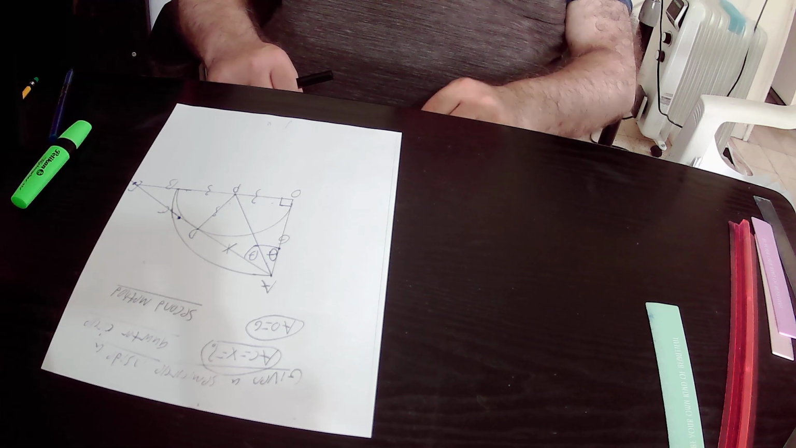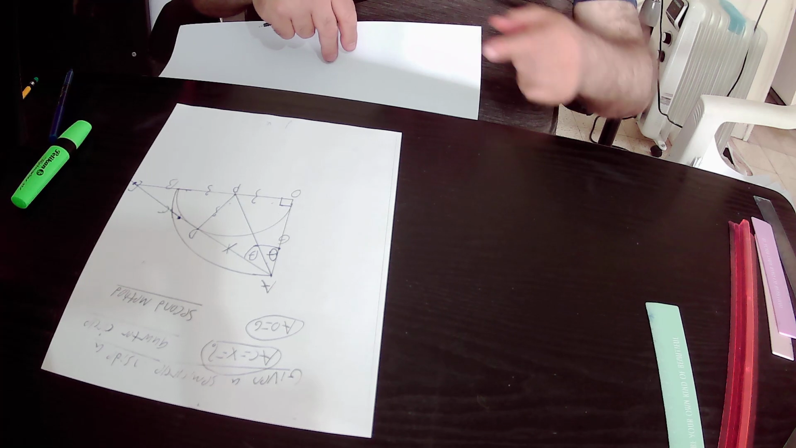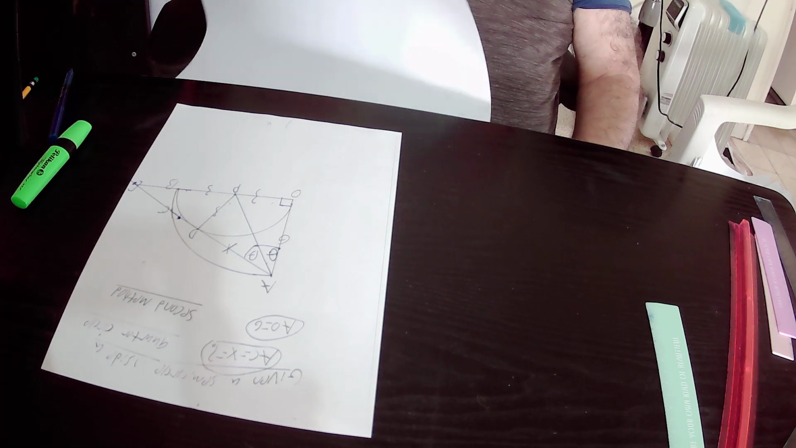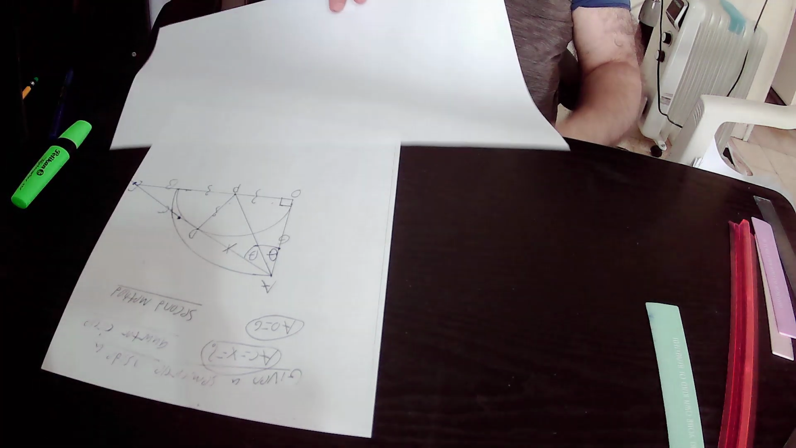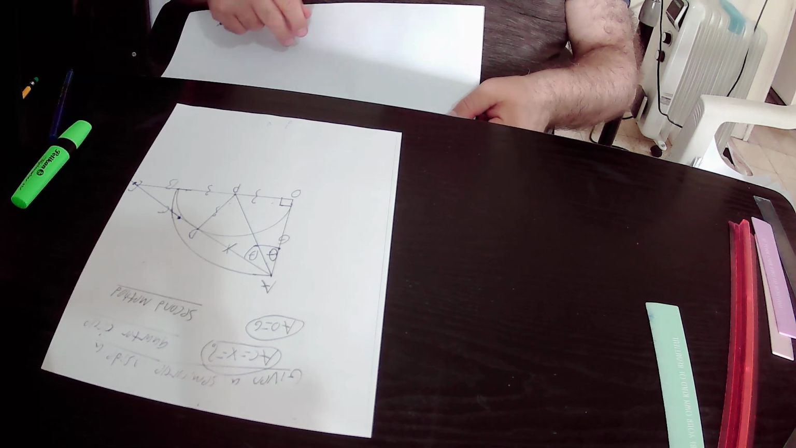Now we will implement the angle bisector theorem in the right triangle AOE. So I will copy the right triangle AOE to a new page, and we will implement the angle bisector theorem in the right triangle AOE. Okay?